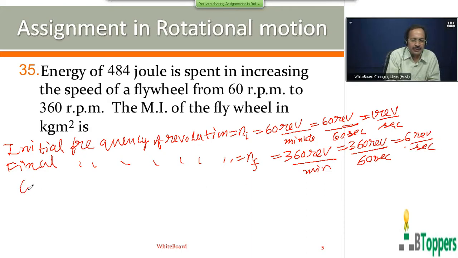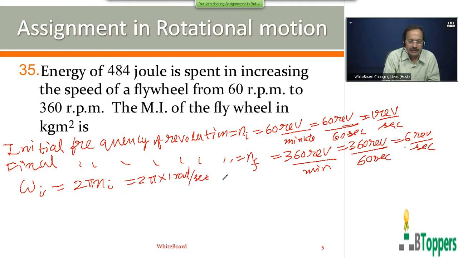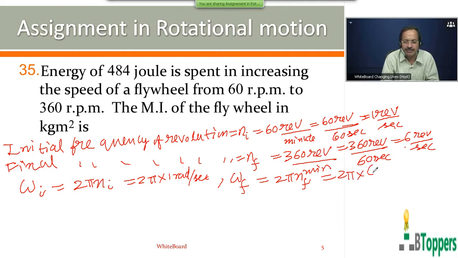So initial angular speed I denote by omega subscript i. That is equal to 2 pi into initial frequency of revolution, or 2 pi into 1 radian per second. The final angular speed I denote by omega subscript f. That is equal to 2 pi into final frequency of revolution. That is 2 pi into 6 radian per second.